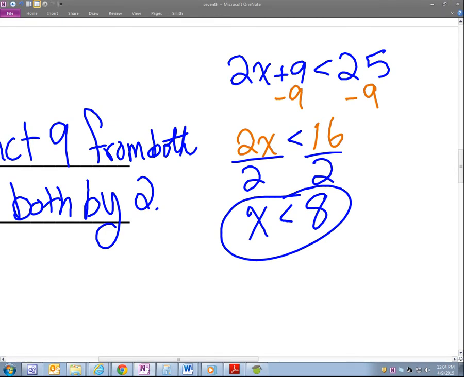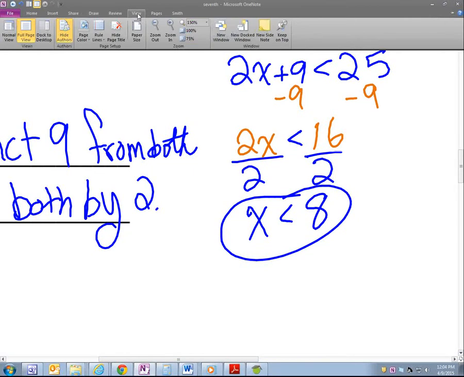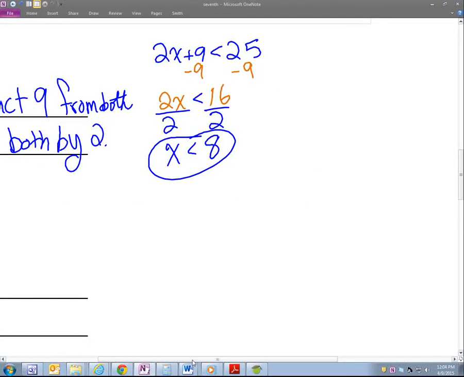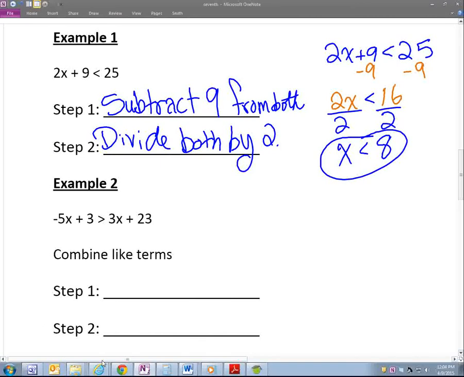On the homework, are you going to put greater than that, or less than? You want to make sure you have the correct sign. That'll be half off if you flip the sign accidentally on the homework.